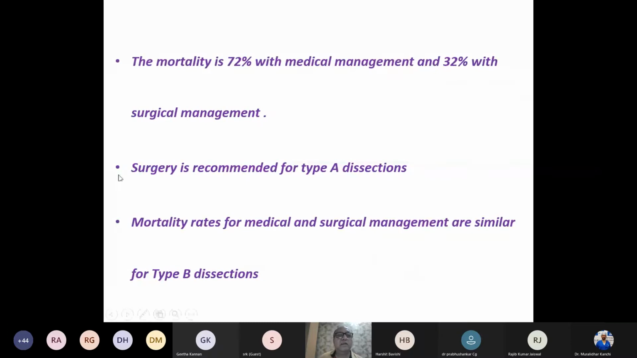Now, the mortality is about 72% with medical management and 32% with surgical management. Like I have already said, surgery is recommended for type A dissections and medical management for type B. But if you look at the mortality rates, it is the same whether it is type A or type B.